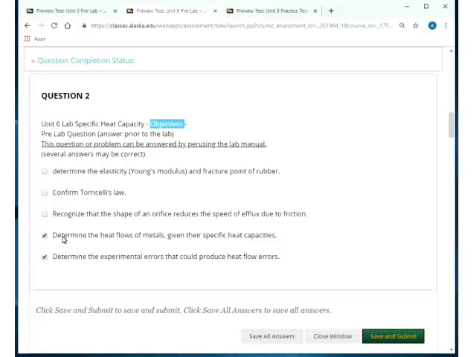The objectives, look it up in the lab manual. You're required to look at the lab manual. This is why I do these. This is why I have these pre-labs available for you, so to make sure that you look at them. At the lab manuals, determine the heat flows of metals given their specific heat capacity and determine the experimental errors that could produce heat flow errors.